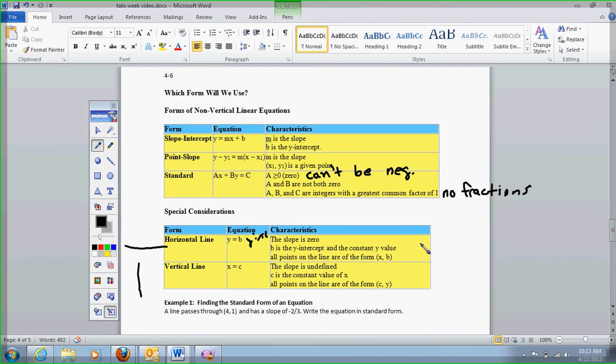Let's take a look at this example here on the bottom. It says, find the standard form of the equation. So I have a line that passes through the point (4, 1) and has a slope of negative 2/3. Now, whenever you're writing an equation of a line in standard form and they give you the point and the slope, what we want to do is start off and use point slope.